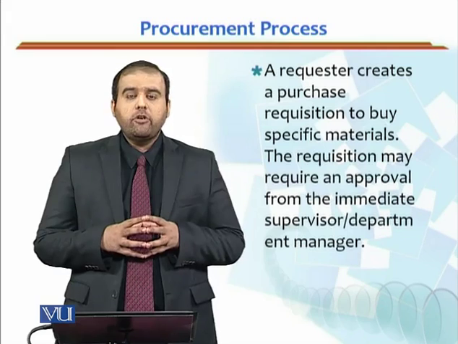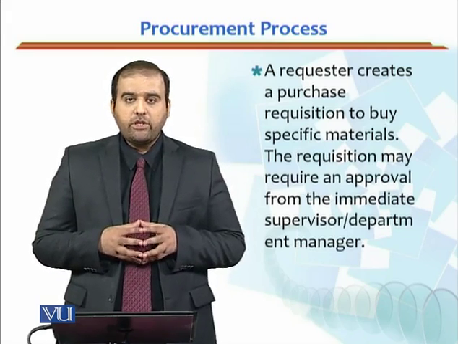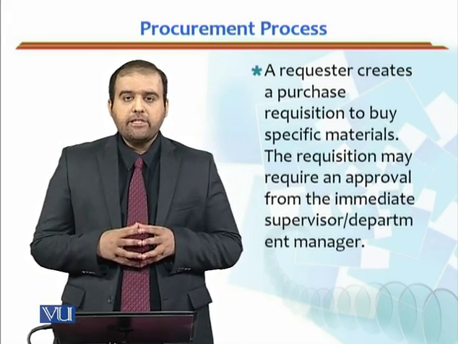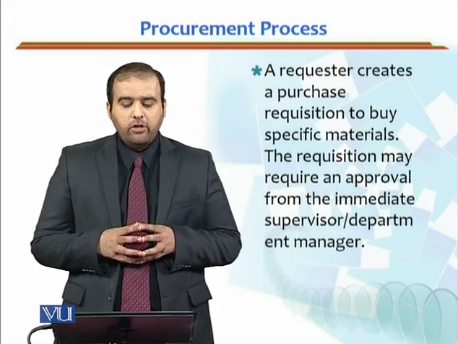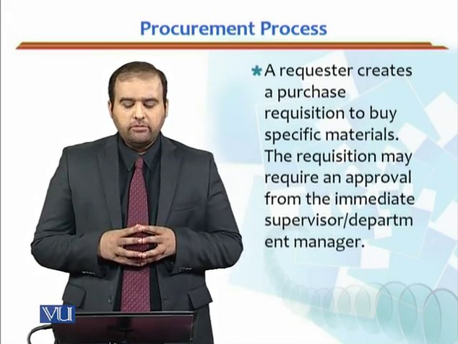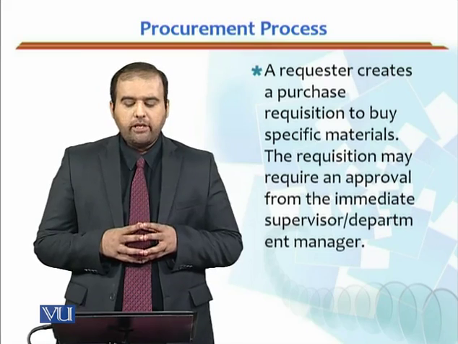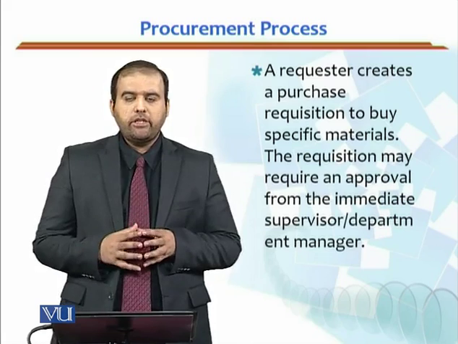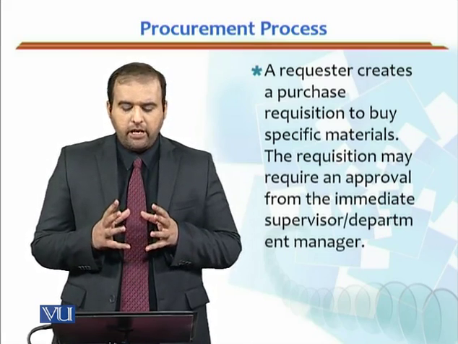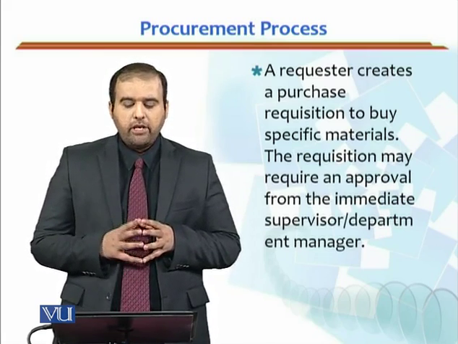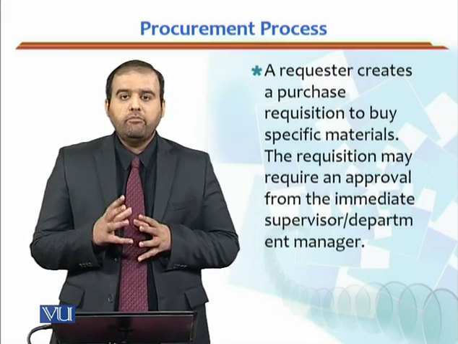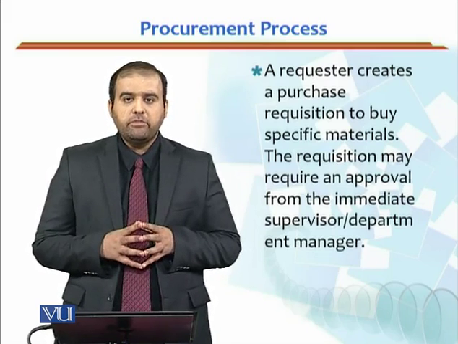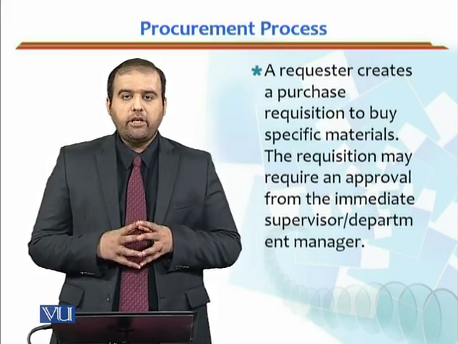First of all, in a procurement process, there will be a requester who actually creates a purchase requisition to buy a specific material. The requisition may require an approval from the immediate supervisor or the department manager. तो इसकी hierarchy को भी अगर define कर दिया जाए कि आपके पास एक requester होगा जो कि request for the purchase of some material वो generate करेगा.